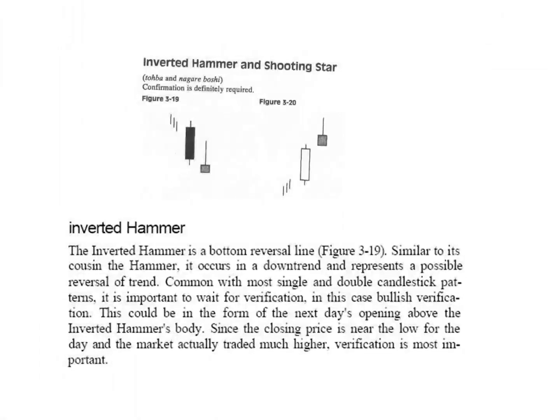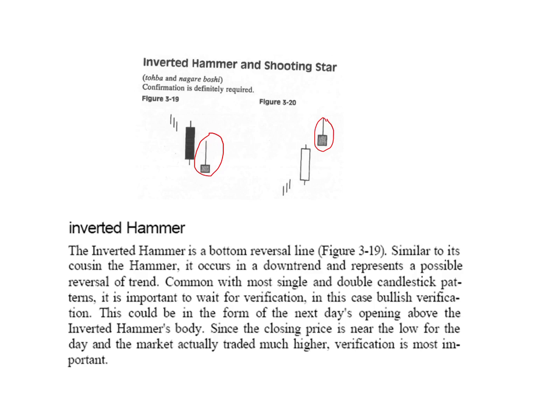Inverted hammer and shooting star. Figure 3.19 is about the inverted hammer and figure 3.20 is about the shooting star. Here is the indicative inverted hammer and this is the shooting star. The inverted hammer is a bottom reversal line, so it will always form when there is a downtrend. Similar to its cousin the hammer, it occurs in the downtrend and represents a possible reversal of trend.